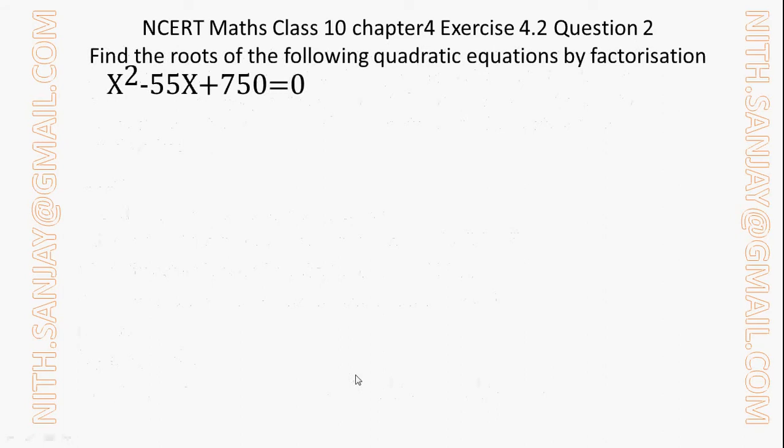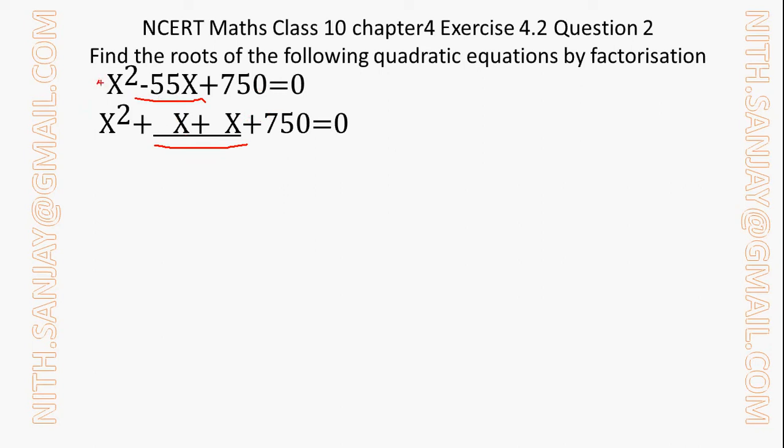Now we will solve this equation, which we have derived from the statement, by using the factorization method. In the factorization method, again we will do the same thing. We will split the middle term into two terms in such a way that if I add them, I should get minus 55, and if I multiply them, I should get the product of the coefficient of x square and the constant term.